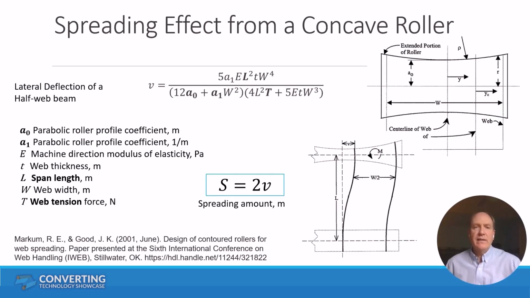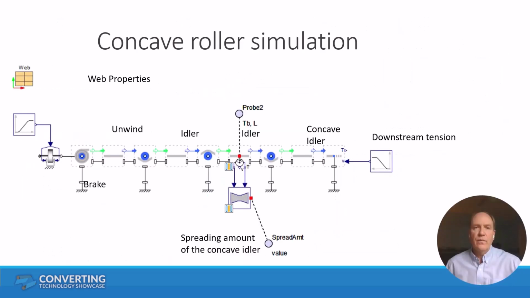And the factors that affect that amount of spreading involve things like the length of the span entering this type of roller, several web properties like thickness and modulus and width, as well as, of course, the shape of the roller. And in this case, they chose a parabolic shape of the roller, so there are 2 parameters, A0 and A1, that define that shape. So in a simulation, we can take that underlying math model and create an object that is a concave roller in the web path.